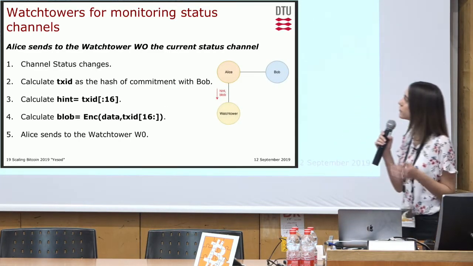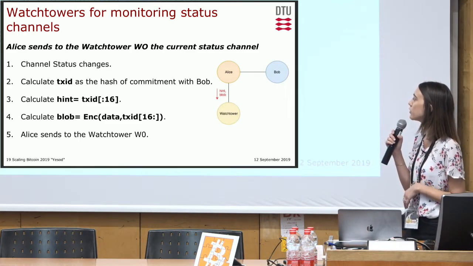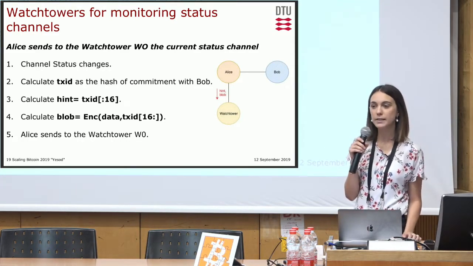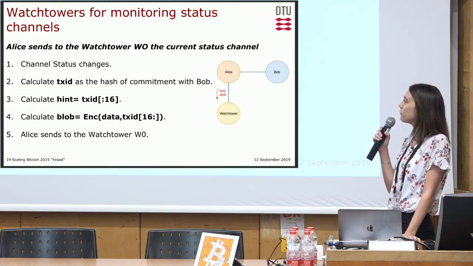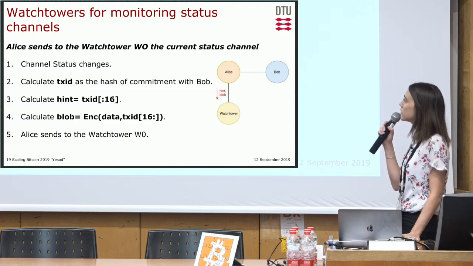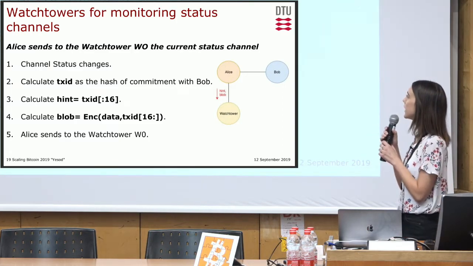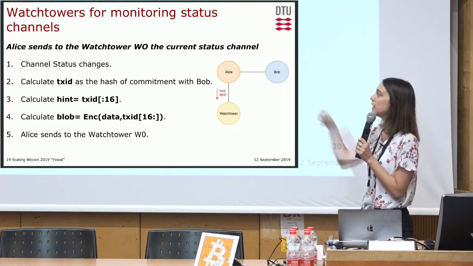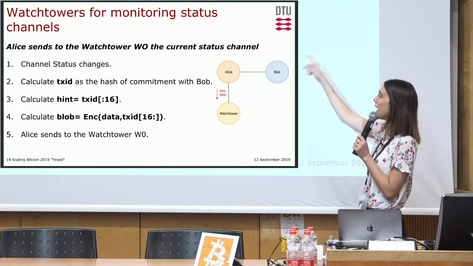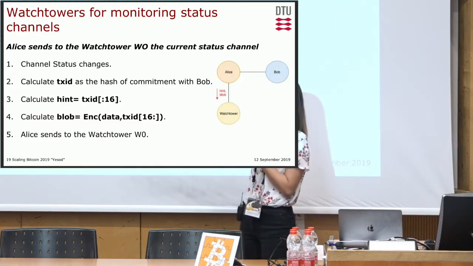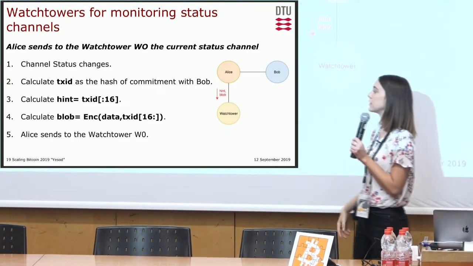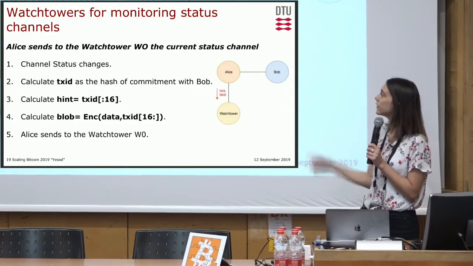So before going to the ASI protocol, let's see how the watchtower works in Lightning Network now. Let's suppose that Alice and Bob are connected via payment channels, and Alice uses a watchtower as a monitoring service. Every time that Alice and Bob change their channel status, Alice calculates the TXID, that is the hash of the commitment with Bob. Then she calculates the hint, which is equal to the first part of this TXID, and a blob. A blob is the encryption of data. Data is the commitment itself, encrypted with the second part of this TXID as a symmetric key. And then Alice sends to the watchtower this pair, hint and blob.